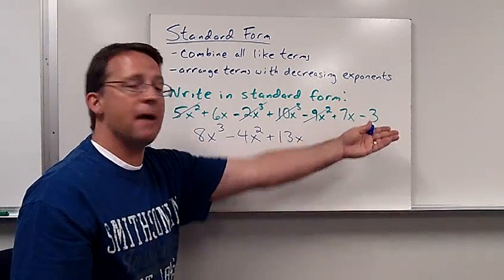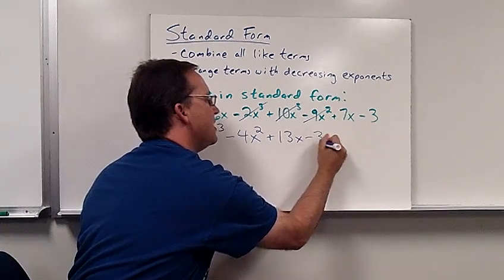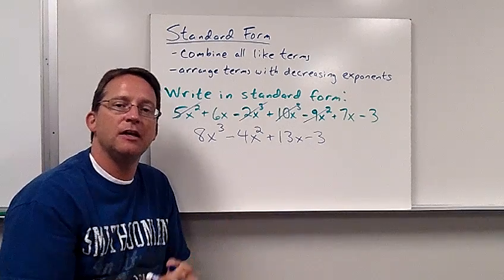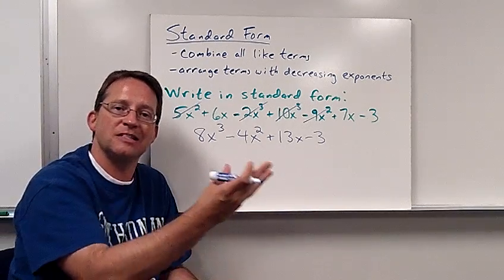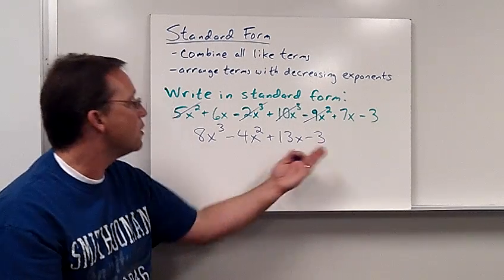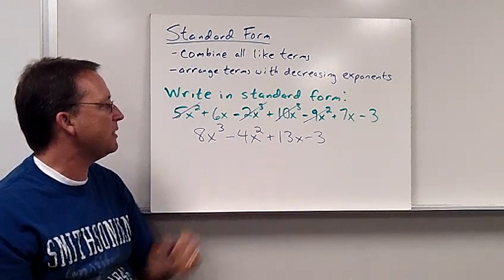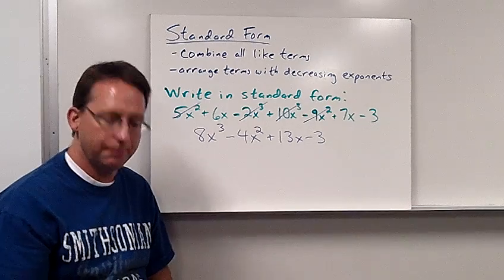And then that constant, that minus 3, had nothing to combine with. That's okay. We're just going to leave that here at the end. The constant's always going to be the last term in your polynomial because it's the smallest exponent you can have in a polynomial, a 0 power for your exponent. So this is a polynomial that is now written in standard form. All my like terms are combined. I have the largest exponent out front, and I'm working my way down.